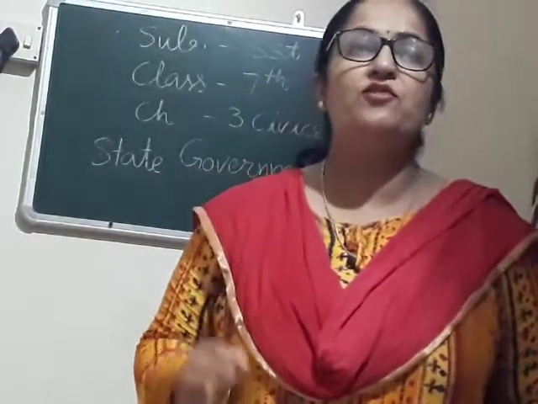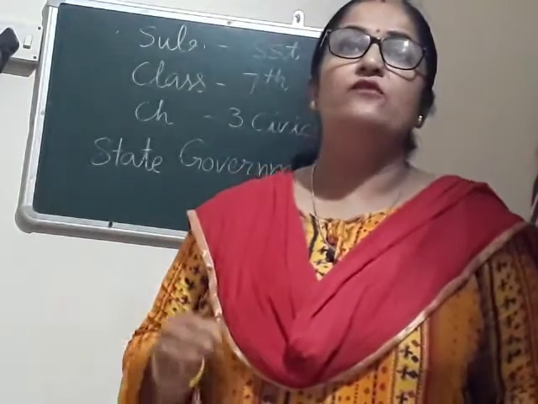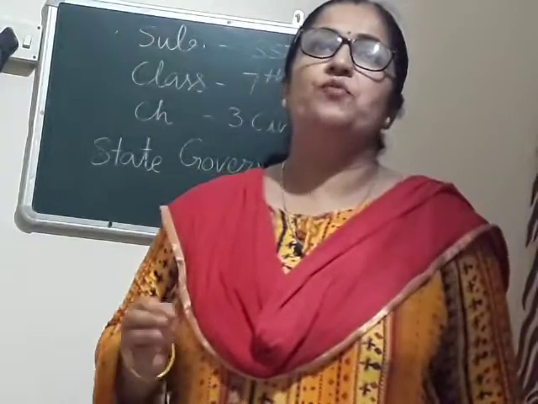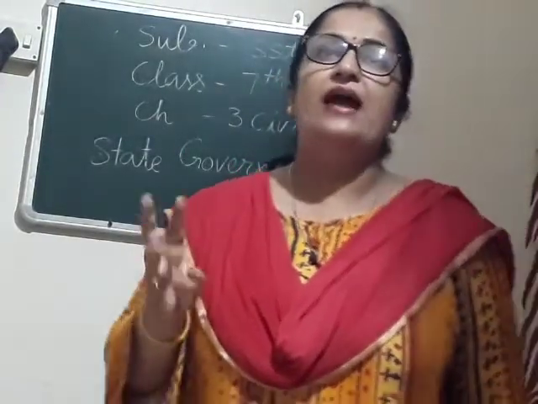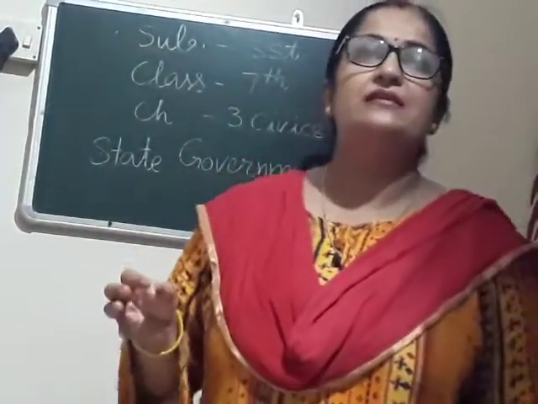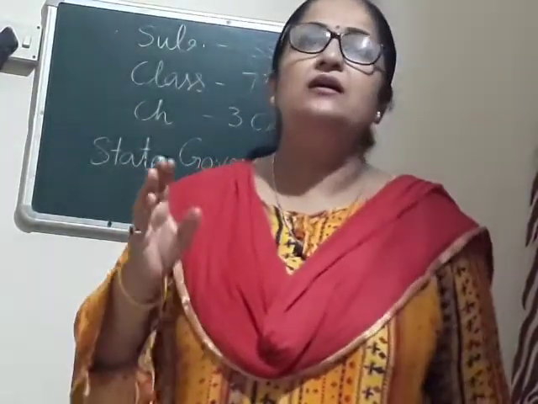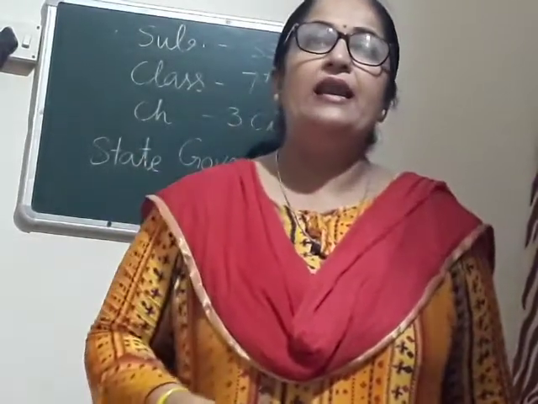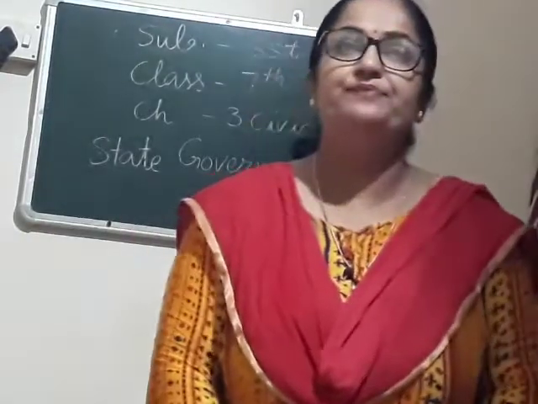The executive body of the state is responsible for the formation of policies. The state executive body consists of the governor, the chief minister and his ministers, and other officers who implement the policies made by the government. Now about the governor in detail. Right, students?